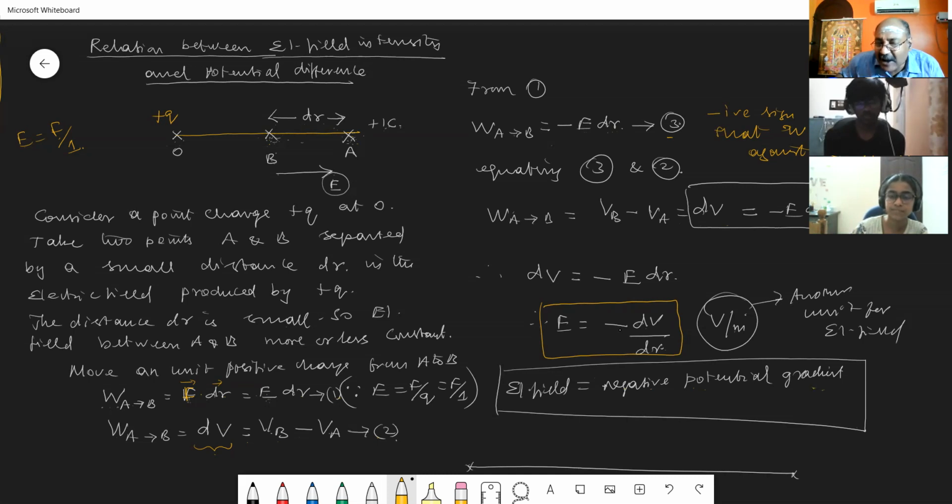On the left hand side, we have electrical field. So we can get the definition for electrical field as: electrical field is equal to negative potential gradient. We can state another unit for electrical field with this formula. Potential is measured in terms of voltage, distance is measured in terms of meter. So electrical field represented as volt per meter is another unit for electrical field.